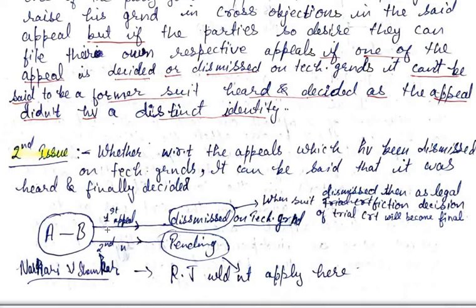अपील अगेंस्ट बोथ द सूट्स। अब एक अपील A ने फाइल किया A वर्सेस B, एक और अपील उसने फाइल किया A वर्सेस B। सो टू अपील्स हैव बीन फाइल्ड। अब ये जो अपील है, सपोज दैट वन इज डिसमिस्ड ऑन सम टेक्निकल ग्राउंड्स। If the appeal is dismissed on technical ground, so what is the main effect? That the trial court judgment becomes final.